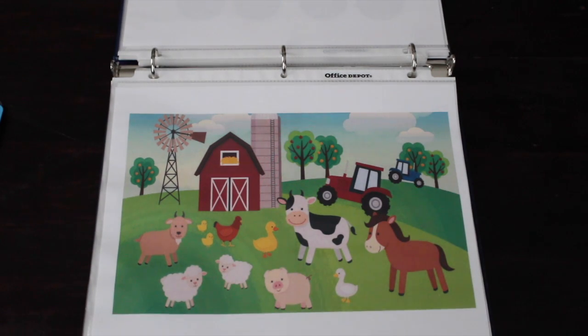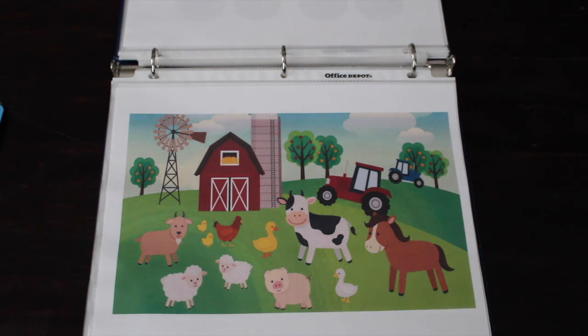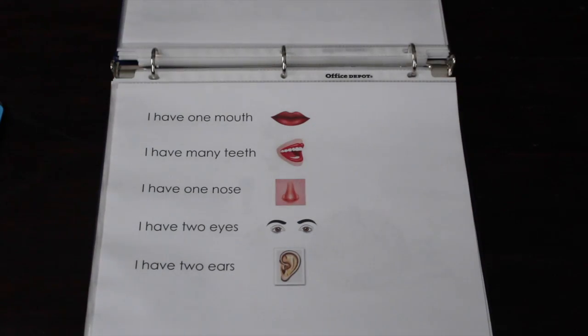Once we get through counting, the next thing that we're going to talk about are animals, and there are so many different things you can do with this. You can imitate animal sounds, you can identify the colors of the animals, you can identify the actual animals as well.